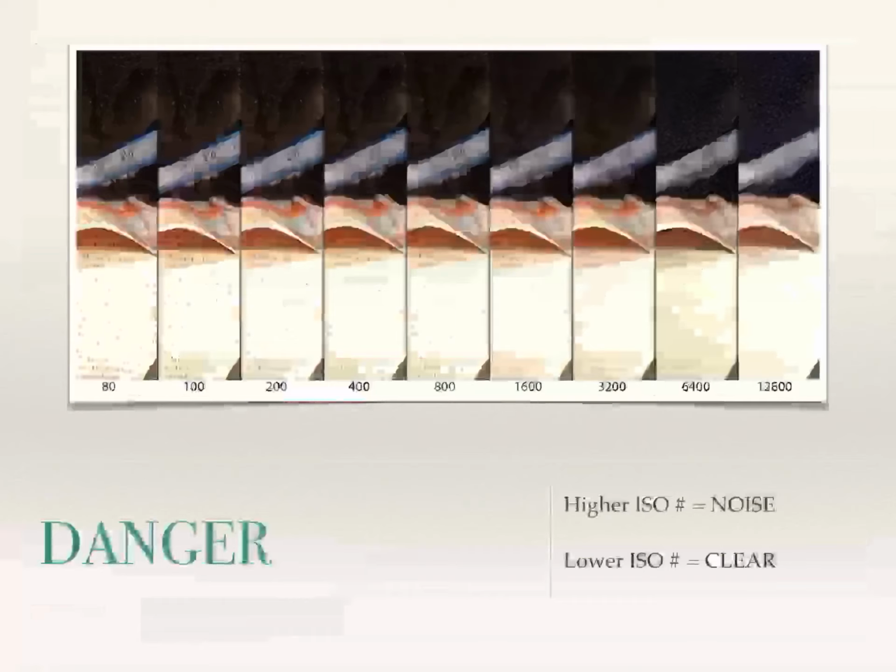As I go up, look at 800, 1600, I start to lose detail. It becomes really noisy, grainy. That's what we call this, noise or grain. And then when I'm all the way to 12,000, I can't see a thing. I can't see the text. I can't see the numbers. I can't even make out what that is.